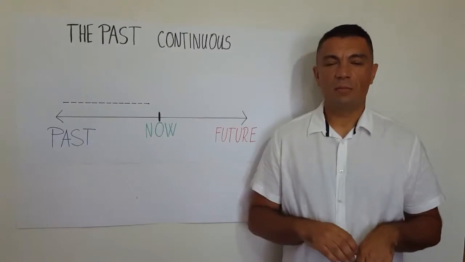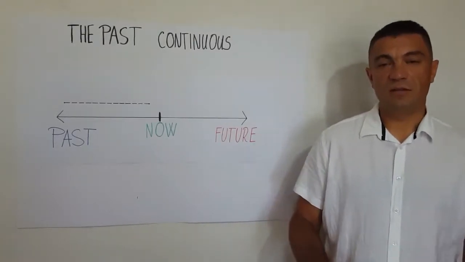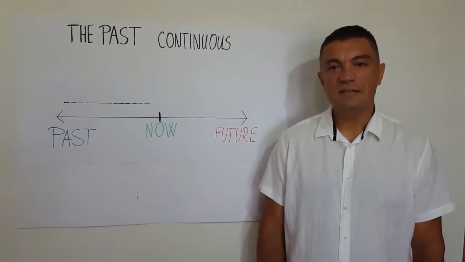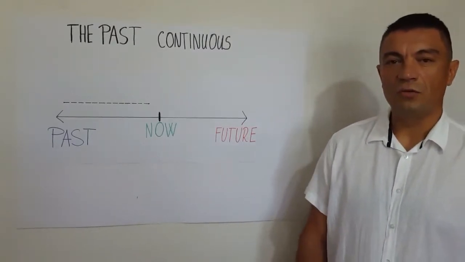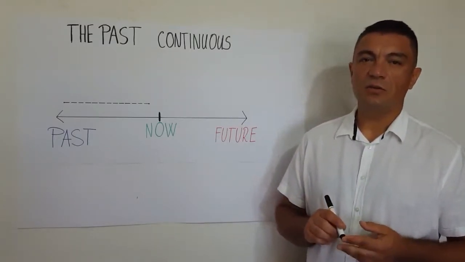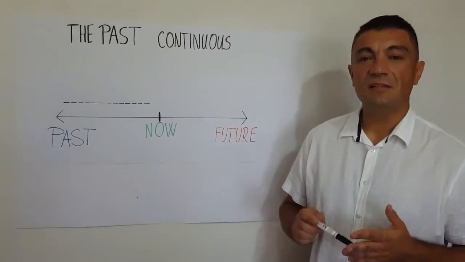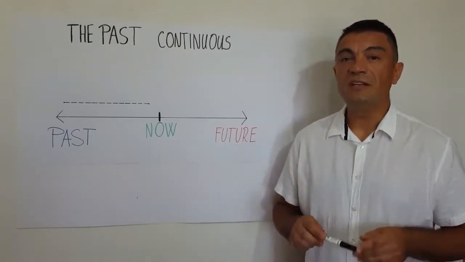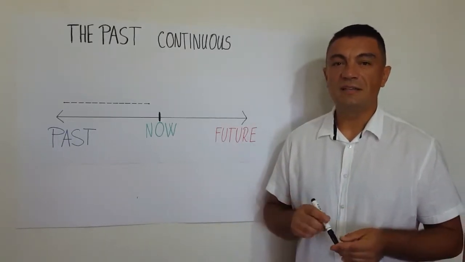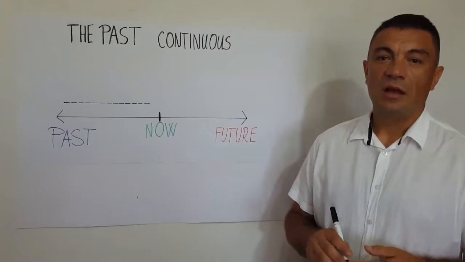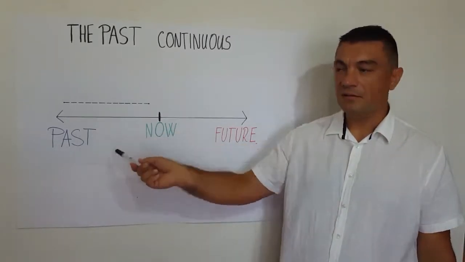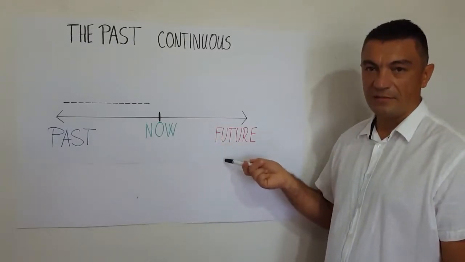In today's lesson, I'm going to talk about the past continuous tense, also known as the past progressive. So let's get started with a short introduction of the words past and continuous. When we talk about past, we talk about tense. Tense is the form of the verb which indicates time of the action. In other words, it gives us information about time. So on this timeline we have past, present and future tense.